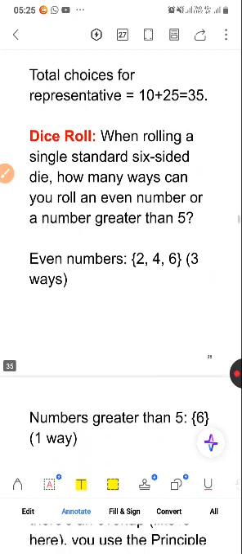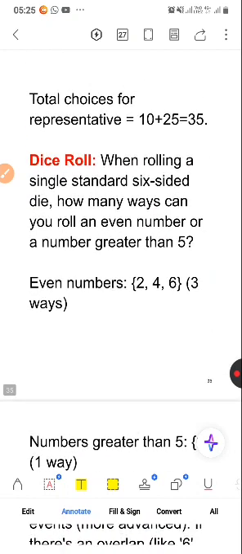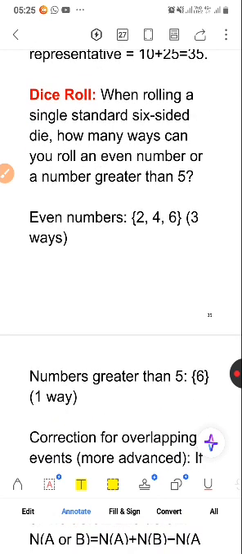So how do we go about this? When rolling a single standard six-sided die, how many ways can you roll an even number or a number greater than 5? How can you do that? Here, are we to apply the addition principle or the multiplication principle? Now, a critical look at this question, you cannot use only the addition principle.